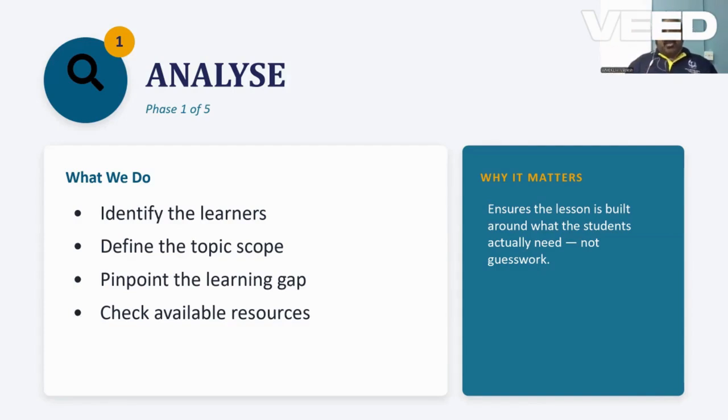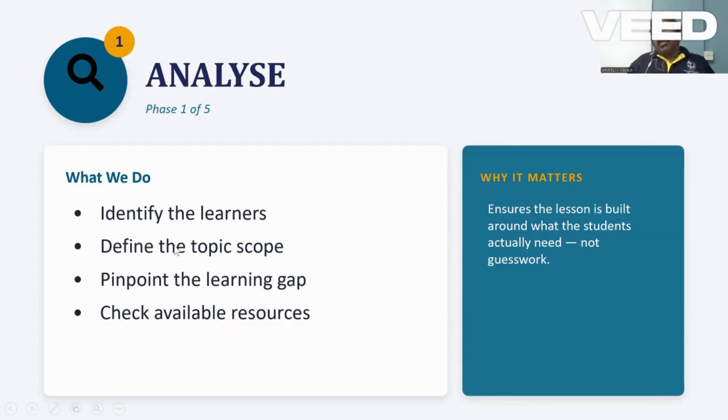First we identify our learners. In my case, it is going to be Year 7 ICT students. Then define the topic scope. I will tell them today we are going to learn about input and output. What is it all about? A short description. Then pinpoint the learning gap. Most of them would already know what is input and output, so we need to tell them what they need to know that they have not known yet.